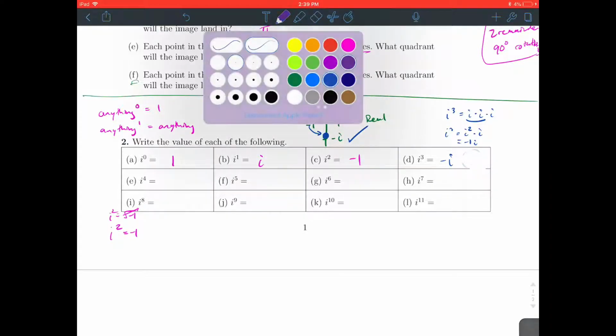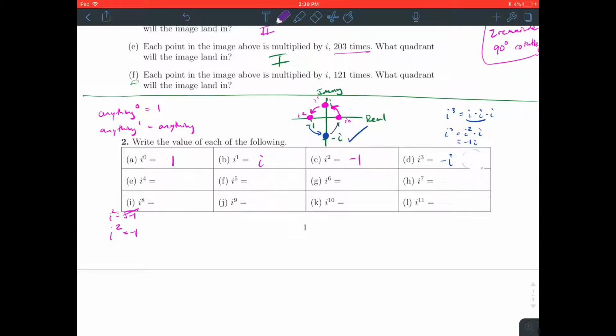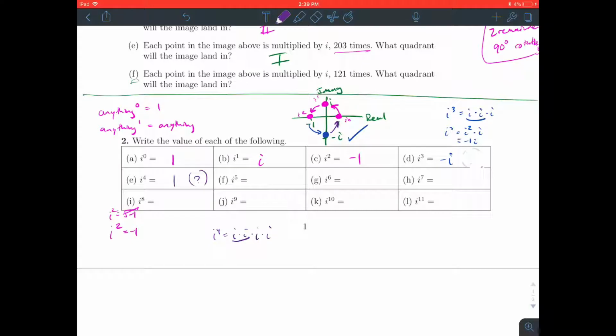And then here for i to the 4th, using purple, you might assume, well, maybe it continues this rotation and brings you all the way back to 1. Let's see, i to the 4th is equal to i times i times i times i. I'm going to put that question mark that we put here before because it seems like it's following a pattern, but we need to prove it. So i squared times i squared. Well, i squared is -1, so we get -1 times -1. That's 1. So i to the 4th is 1. So we can now erase that question mark.